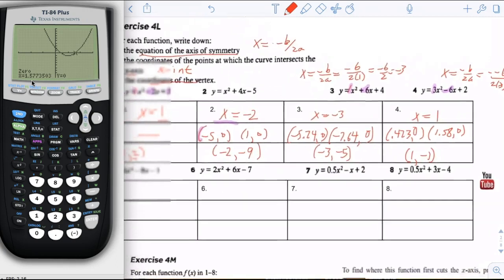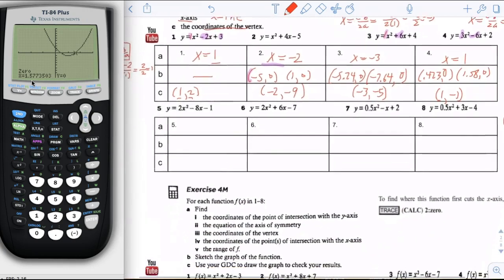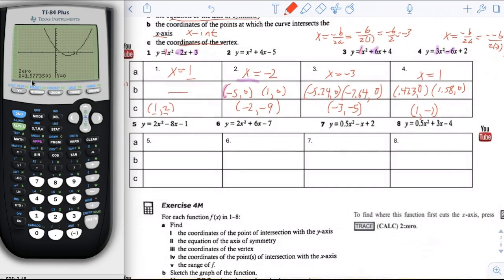All right, let's go down to number 5. So let's type in our equation, which is 2x squared minus 8x minus 1. And then we're going to first check the axis of symmetry and the vertex. And the way we do that is we just graph it.